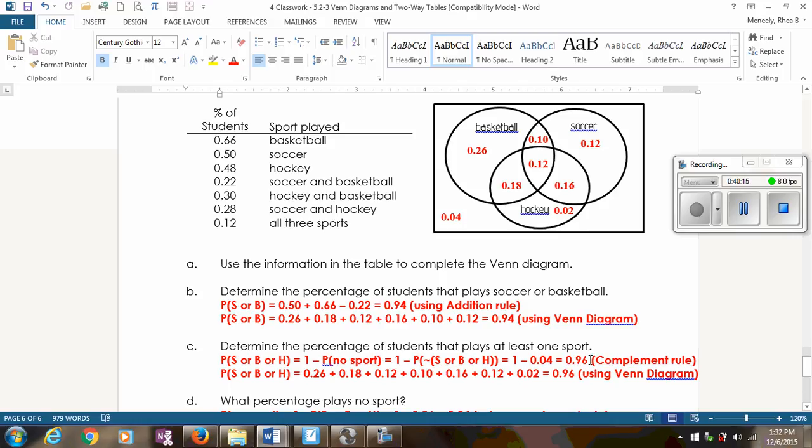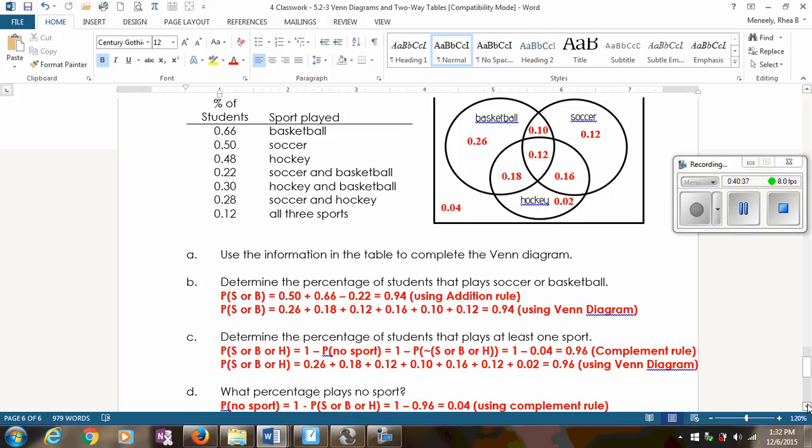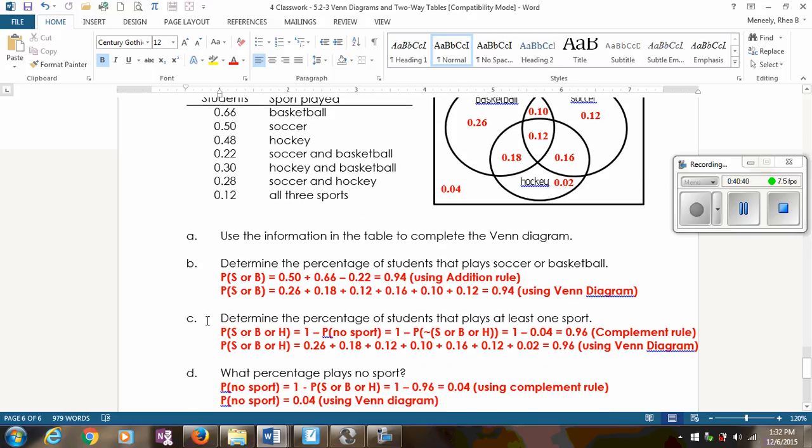If you do want to use the Venn diagram, then I'm basically going to be adding together all of the probabilities that comprise that union, which would be the whole circle for basketball, the circle for soccer, and what's left for hockey. But you just want to make sure that you don't count anything twice. And either way you'd look at it, you're going to have 96% of students play at least one sport. The probability that the student plays no sport, well, we already answered that in part C. Again, it's the complement of playing at least one.